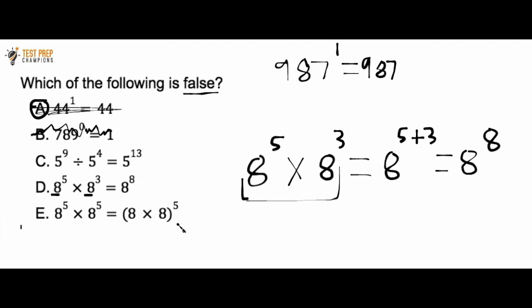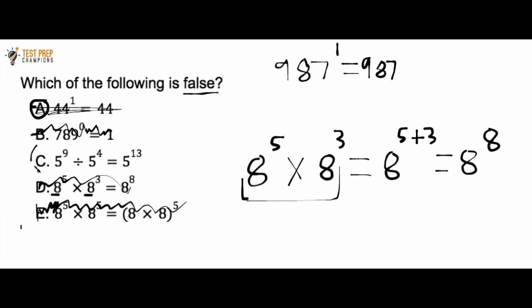So E is also a true statement if you have the same exponents, all right? In this case, 8 raised to the 5th power times 8 to the 5th power. That's just the same as parentheses, 8 times 8 parentheses raised to the 5th power. We already said that D is correct, so that leaves us with C.